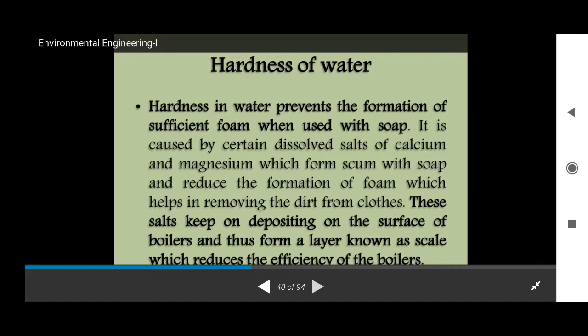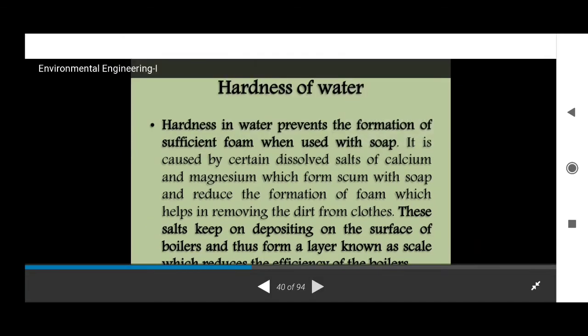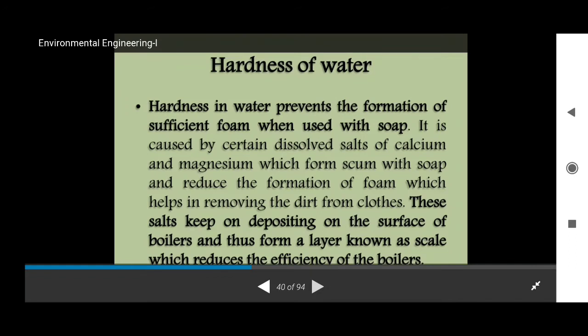Now the next thing is the hardness of water. I had probably discussed all this in the previous lecture as well. But what is the hardness of water? Hardness in water prevents the formation of sufficient foam when used with soap. In the soil mechanics subject, we had discussed surface tension and how a surface tension film is formed.